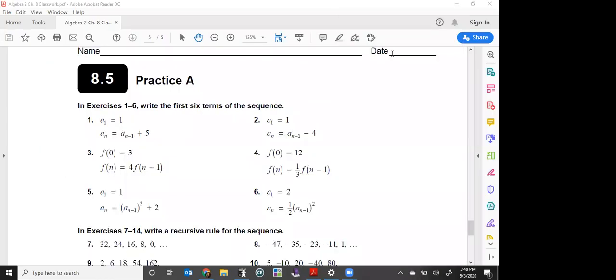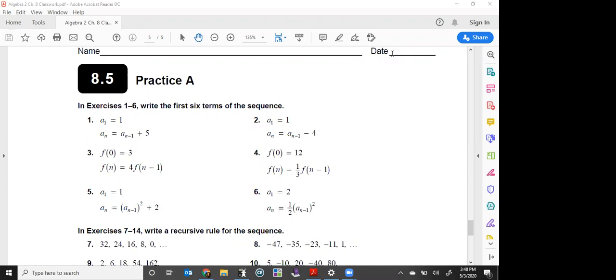All right, so we're on to 8.5, and we're definitely looking at some patterns today. We're all about patterns, but this will make more sense. We're looking at recursive rules. Up till now, we've been using explicit formulas, explicit rules. So we're going to talk about recursive rules.